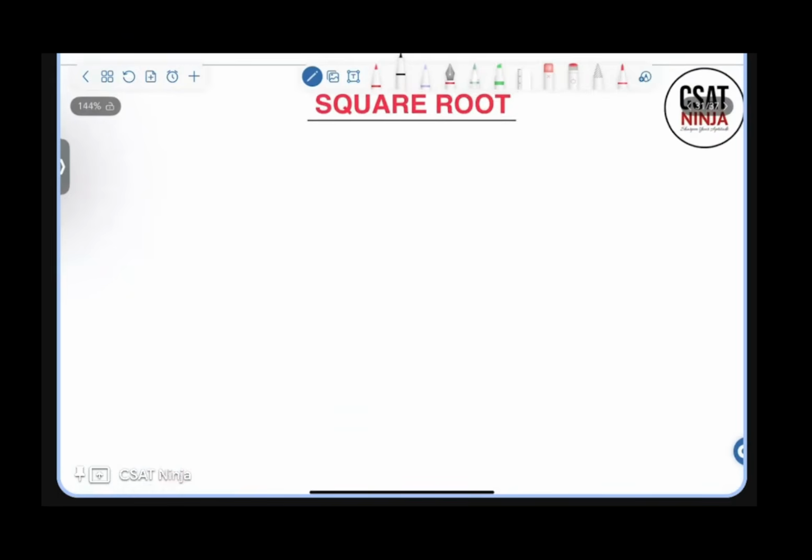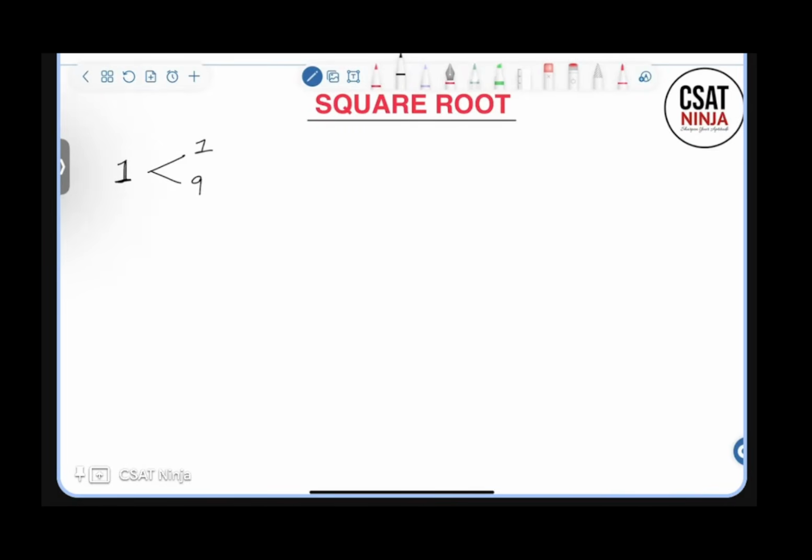Now I'll start with square root. I'll show you a shortcut way of finding a square root. How do we find a square root? There are some rules here which will make it easier for you to get a square root of a number. If the unit digit, if the number is ending by 1, then the square root of that number will either have 1 or 9.